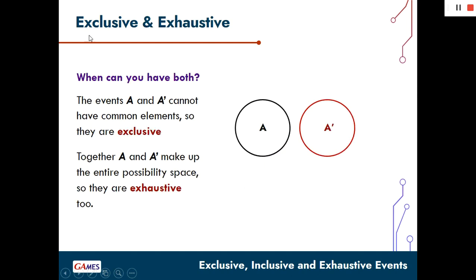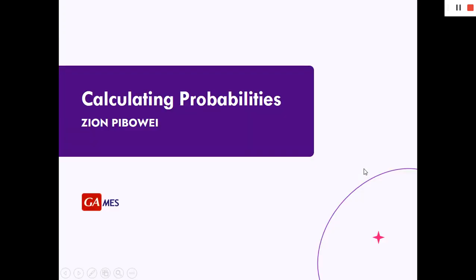But now you have a scenario where you can have the two together exclusively exhaustively, and that brings us to the end of this lecture on calculating probabilities.